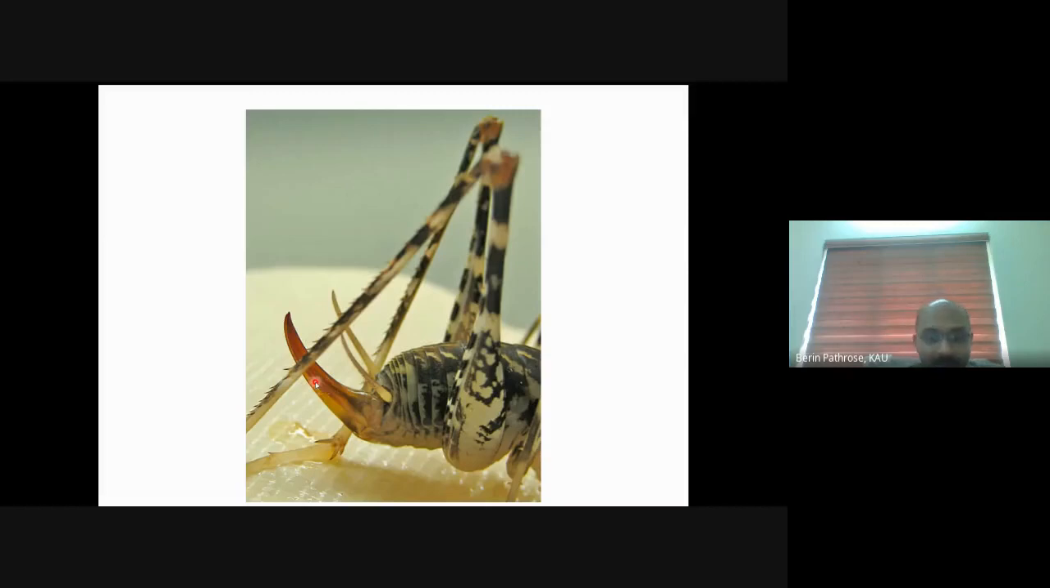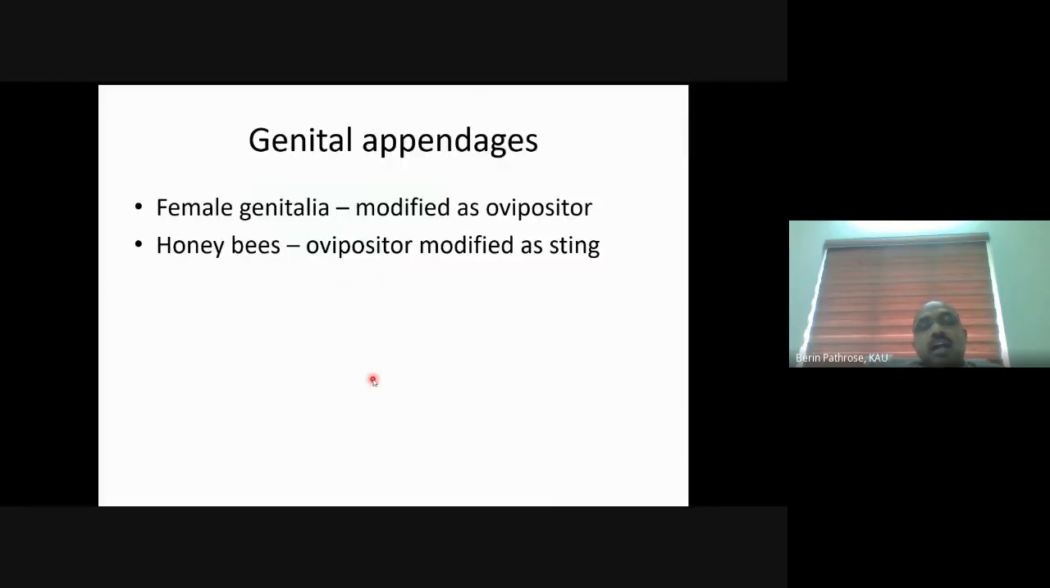So in some insects, the female genital appendage is modified into an elongate ovipositor. What you see over here, these two are the cerci. And in honeybees, you might have studied about the social organization of honeybees. In honeybees, we have males, which are called drones. You might study it in more detail later.